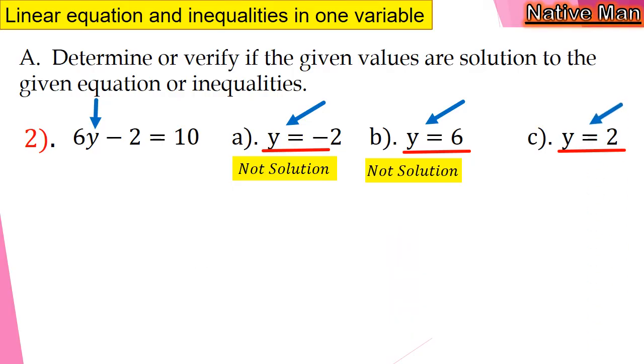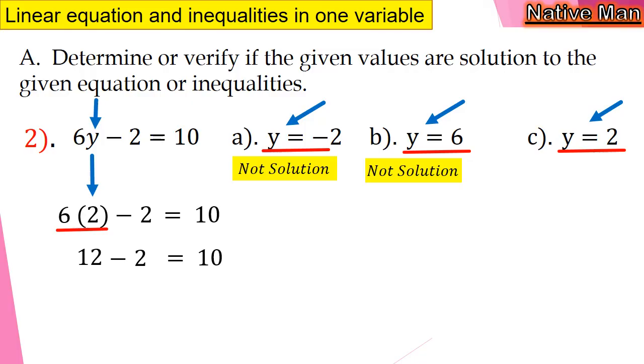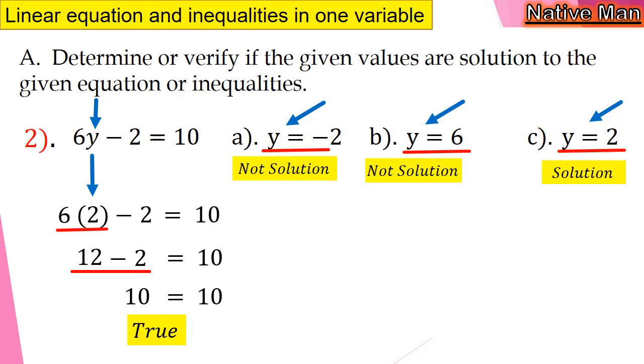Okay, so how about letter C? y is equal to 2. We substitute again in the variable y. So y is 2, so 6 times 2. Bring down, minus 2 is equal to 10. Then again, multiply first. 6 times 2 is 12. Minus 2 is equal to 10. Then subtract. 12 minus 2 is 10 is equal to 10. Is it true that 10 is equal to 10? Yes, that is true. So y is equal to 2 is a solution of the given equation.